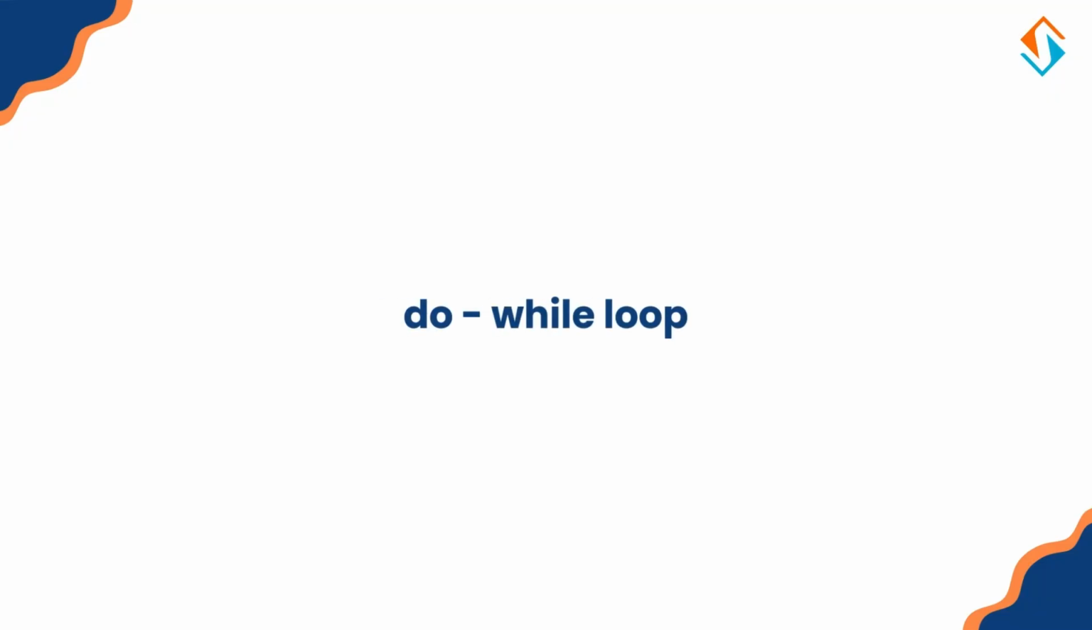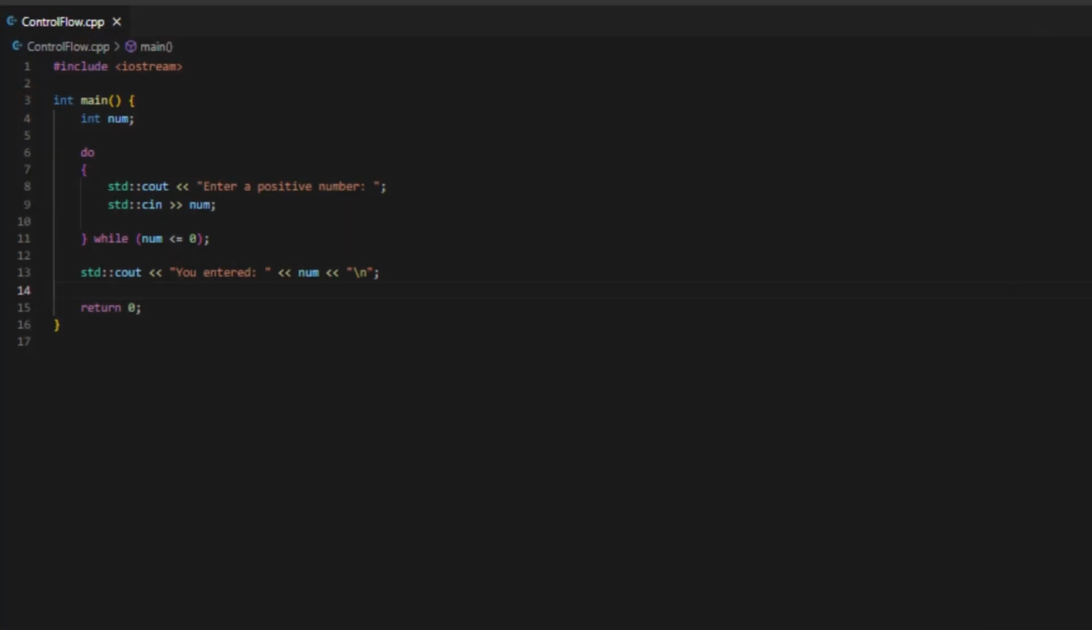The do while loop is similar to the while loop, but it always runs at least once. Here's an example. Even if the user enters a negative number the first time, the program will still ask them at least once.